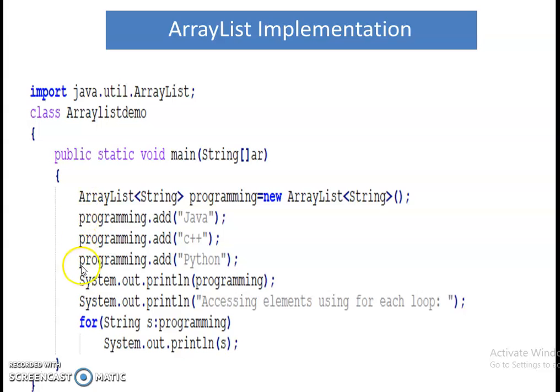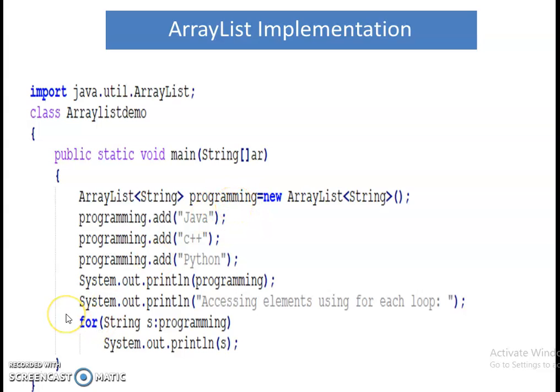Next we are adding elements to this programming ArrayList. We have the add method. Using the add method we are adding elements. The first element is Java, next element C++, and then Python. Here we are writing the ArrayList name, then dot, and the function name that we are using. Here we are using the add method to add elements to this ArrayList. Next we are printing System.out.println(programming). This statement will print all the elements of this ArrayList named programming.